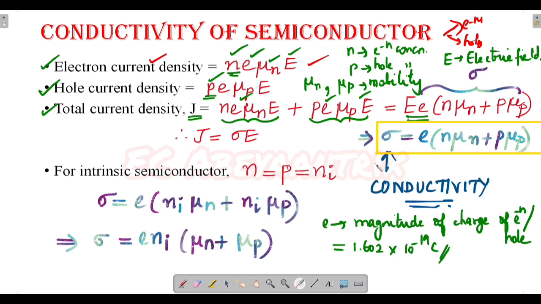This is the standard formula for any type of semiconductor. In the case of an intrinsic semiconductor, as I said in the previous video, the number of electrons and holes will be equal. That is equal to the intrinsic carrier concentration ni.